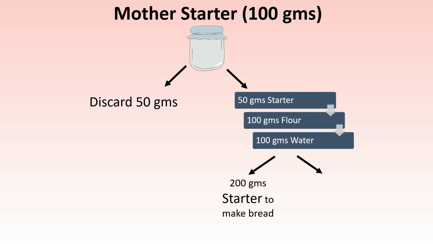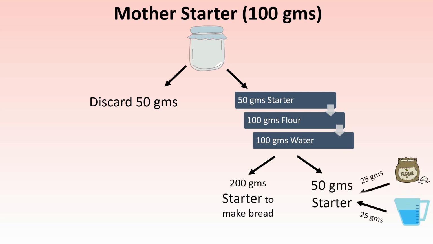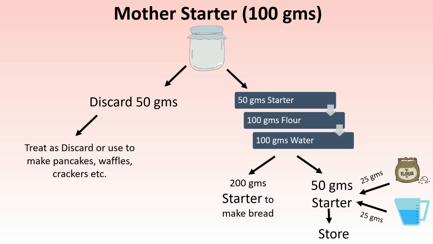you want to make. And to the remaining 50 grams, we will add in fresh flour and water and store it. The discard from here can be either treated as discard or used to make pancakes, waffles, crackers, etc. or you can treat it as a young culture and add the 100 grams of flour and 100 grams of water to this instead. Allow it to rise and use it in your recipes.